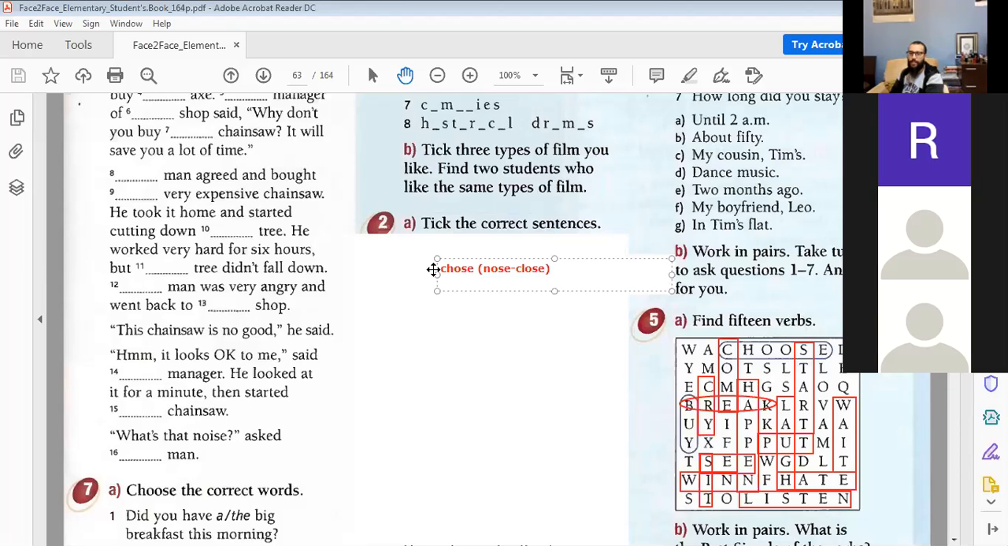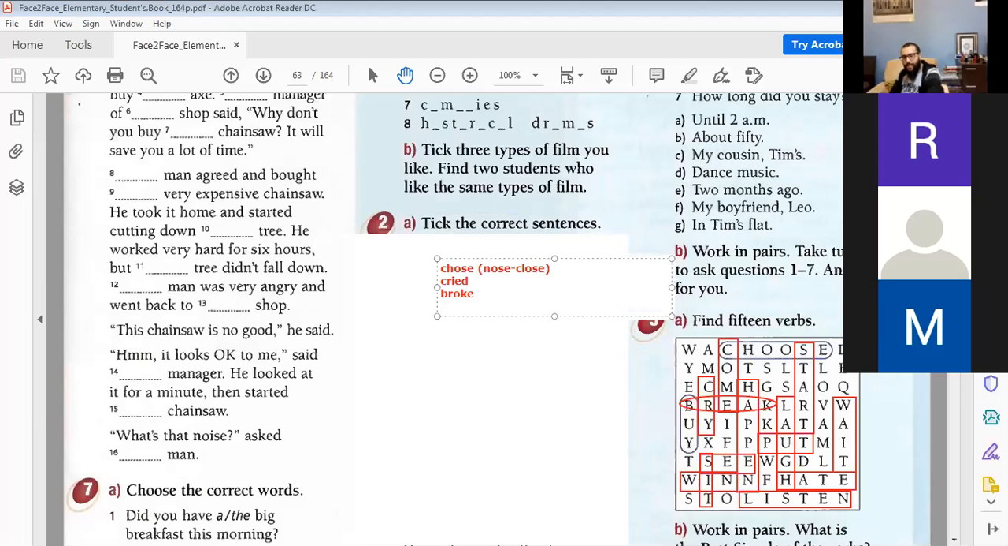Cry, what's the past of cry? Cried. Correct. What about break? Broke. That's correct. What about come? Came. Right, came. What else do we have? What about see?